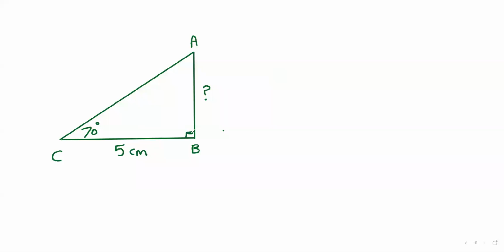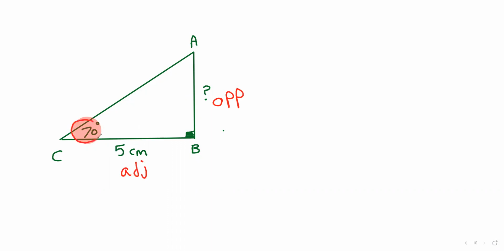Use trigonometry to find the length of AB. Look at the angle we have. This angle here is 70. That's the angle we have. Look at the side we need to find. We need to get this side. And this side, what is the position of this side with respect to angle 70? It's the opposite. Look at the angle we have. We have this side, which is the adjacent.